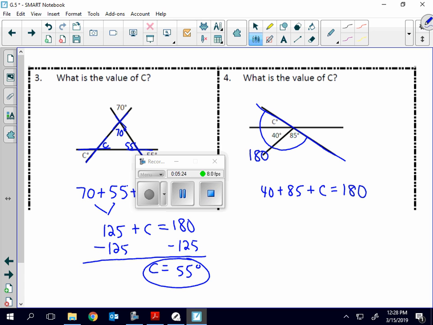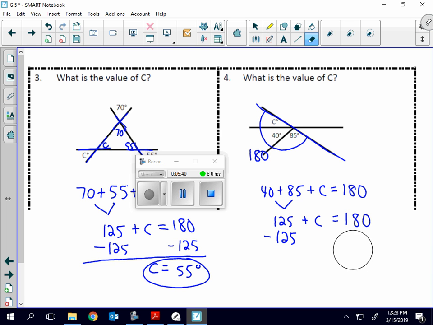So we can find C again doing that. So this is 40 plus 85 is 125 plus C equals 180. Maybe you'll notice this is similar to the other one we just did. We're going to subtract 125 from both sides. C again is 55 degrees.